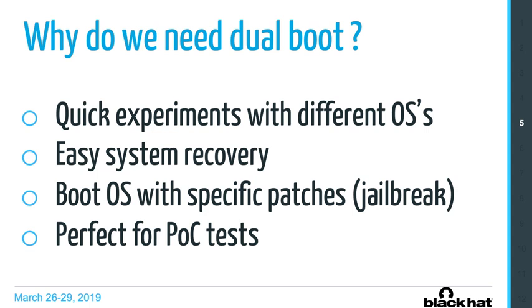Or, for example, even boot the second OS in a pre-jailbroken state, like loading the kernel with disabled KASLR, disabled KTRR, with all the mitigations disabled, which makes it perfect for different POC tests. If you want to just focus on sharpening your exploit and you have some unknown mitigation, you can disable just a few of them. That's what dual boot is really good for.